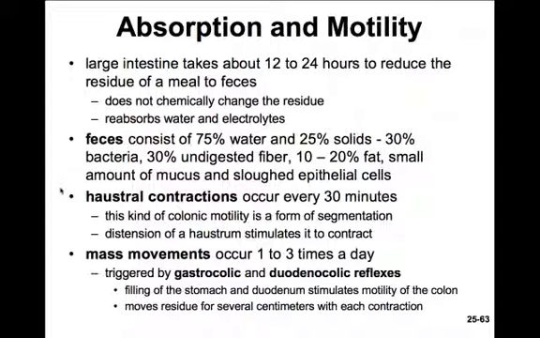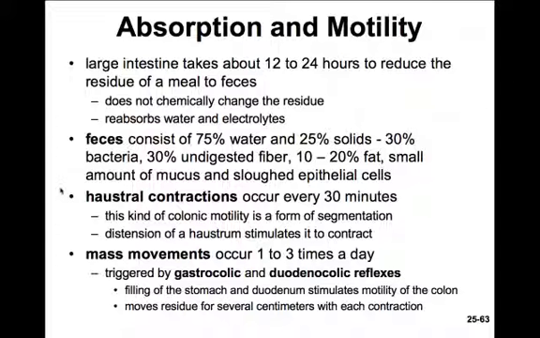The haustral contractions occur every 30 minutes. This is where each haustra will contract and push its contents onto the next. This is a form of segmentation. And it's distension of the haustrum itself, so the food in it or the residue in it that stretches it and causes it to contract back against there and squeeze it onto the next section.